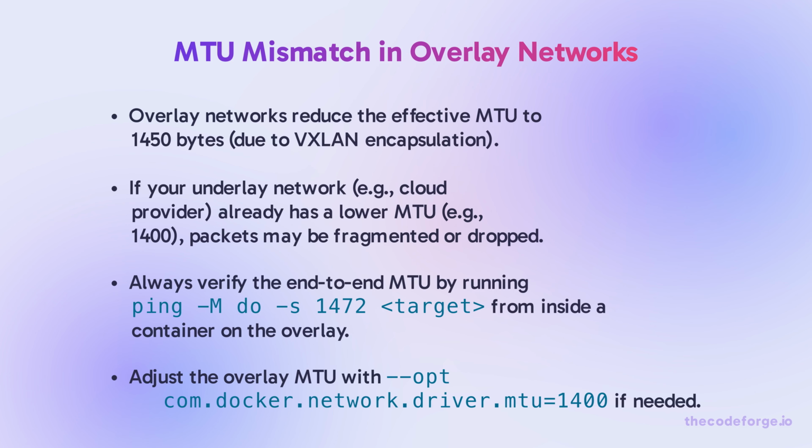Overlay networks reduce the effective MTU to 1450 bytes due to VXLAN encapsulation. If your underlay network, e.g., a cloud provider, already has a lower MTU, e.g., 1400, packets may be fragmented or dropped. Always verify the end-to-end MTU by running ping -M do -s 1472 target from inside a container on the overlay. Adjust the overlay MTU with the com.docker.network.driver.mtu option, setting MTU equal to 1400 if needed.